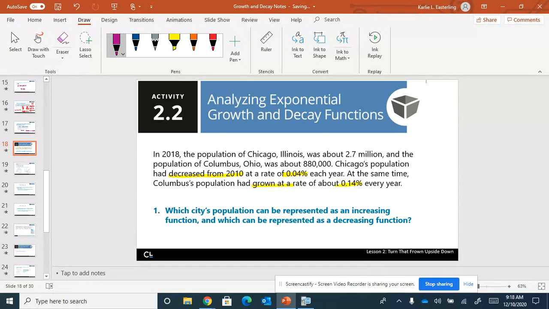So the increasing one is obviously the one that's growing. So that would be Columbus. We'll start with that one. Is increasing. And our Chicago population was decreasing.